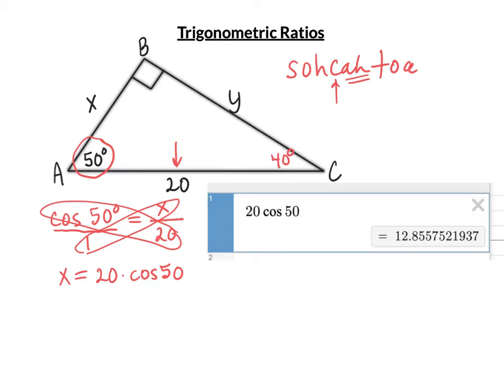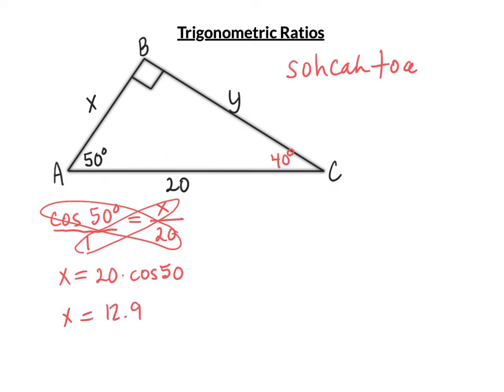20 times the cosine of 50 is about, we'll round to the 10th, about 12.9. Now let's find y. I'm using 50 as my point of reference. Y is the opposite. And the number I have is 20, which is the hypotenuse. Opposite and hypotenuse, that's right there. That would be sine.